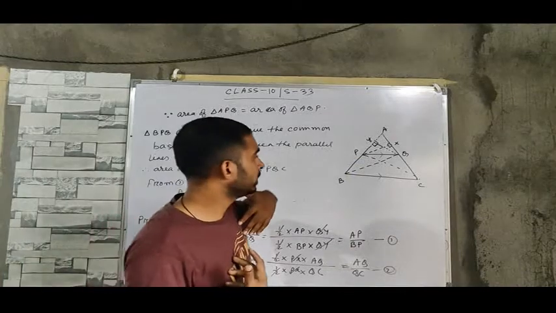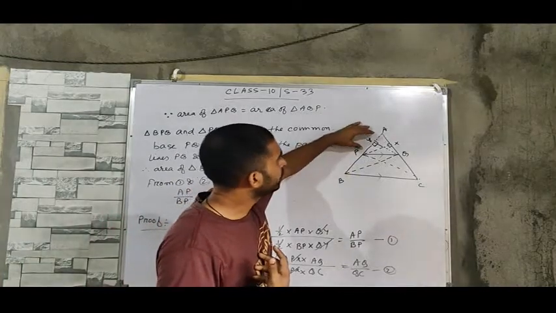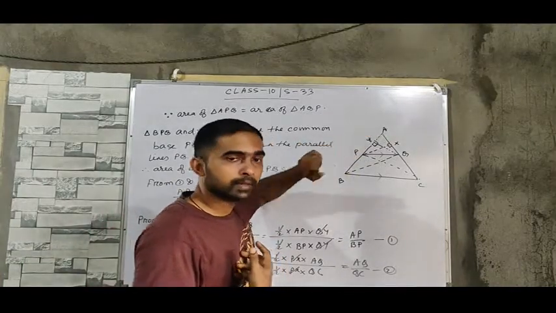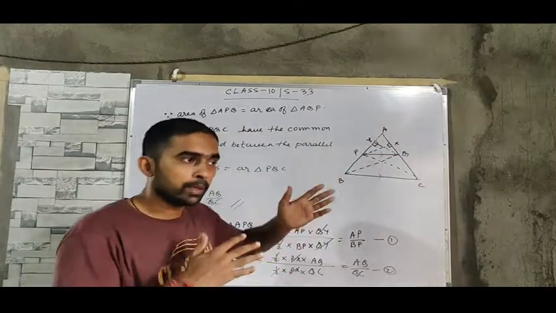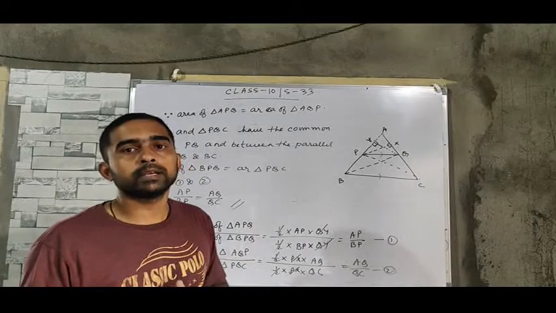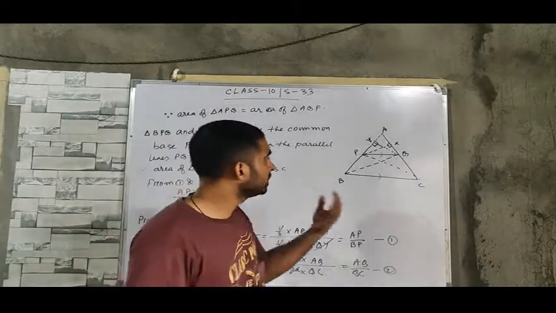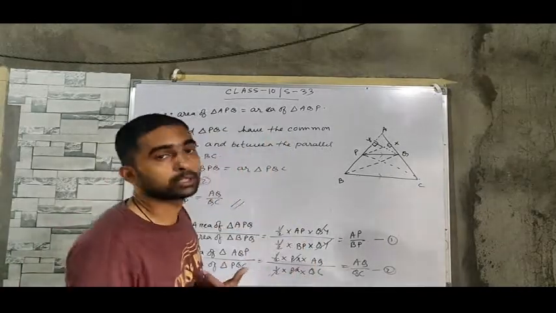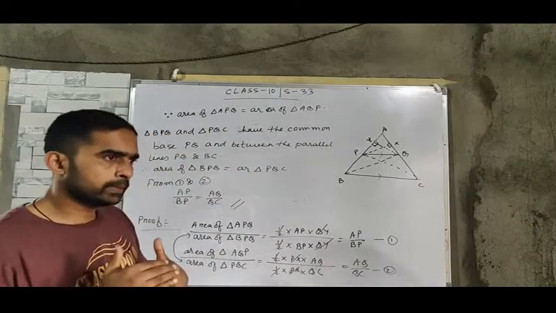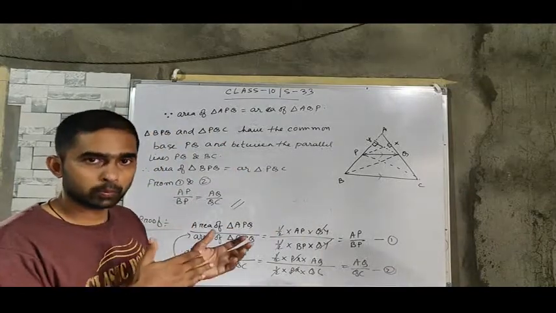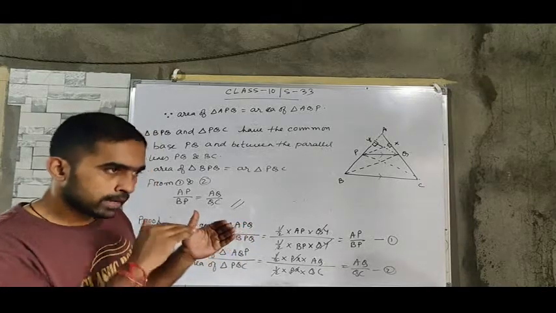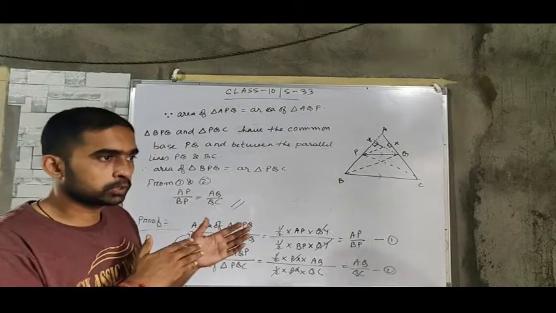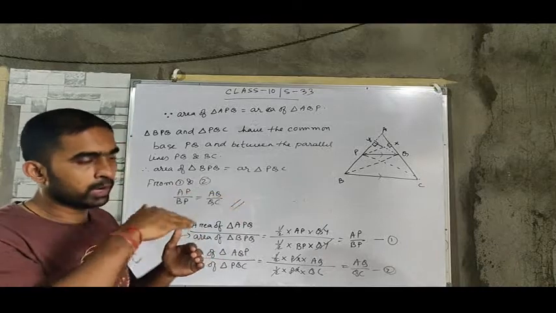So what is our aim? First find AP by PB, then find AQ by QC. If the values of AP by PB and AQ by QC are equal, then we can say that PQ is parallel to BC. This is the converse of this theorem. If the line is parallel, then the sides are divided proportionally. If a line divides the two sides proportionally, then that line will be parallel to the third side.